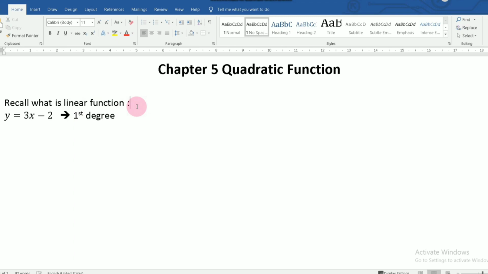We recall the definition of a function: it is a relation in which one value of x will give you exactly one value of y. Okay, one value of x, exactly one value of y, but not vice versa. So for a function, we accept that one value of y can come from more than one value of x.